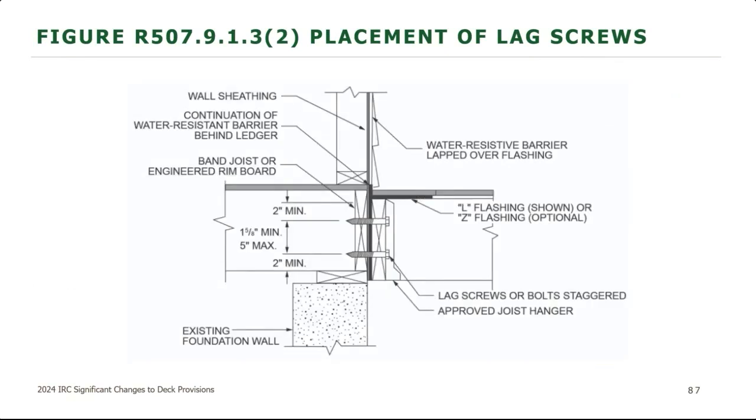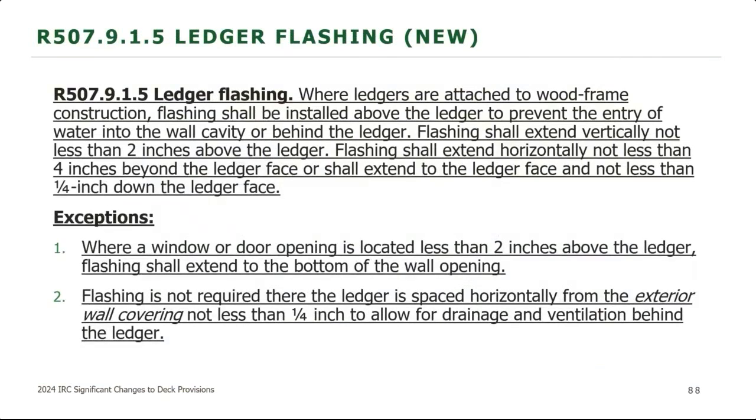All right, so here's some of the definitely new stuff here for the 2021 code. Again, those ledger connections are so critical that they wanted to make sure that the flashing and the water-resistant barriers and everything around those ledger boards were very critical and were really spelled out in the code. So this is a brand new section in the code for ledger flashing. So where ledgers are attached to the wood frame construction, flashing shall be installed above the ledger to prevent the entry of water into the wall cavity behind the ledger.